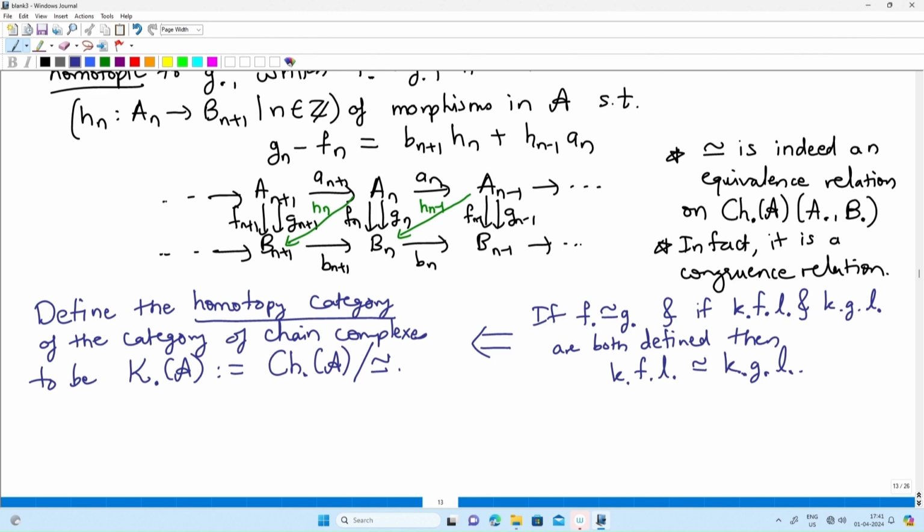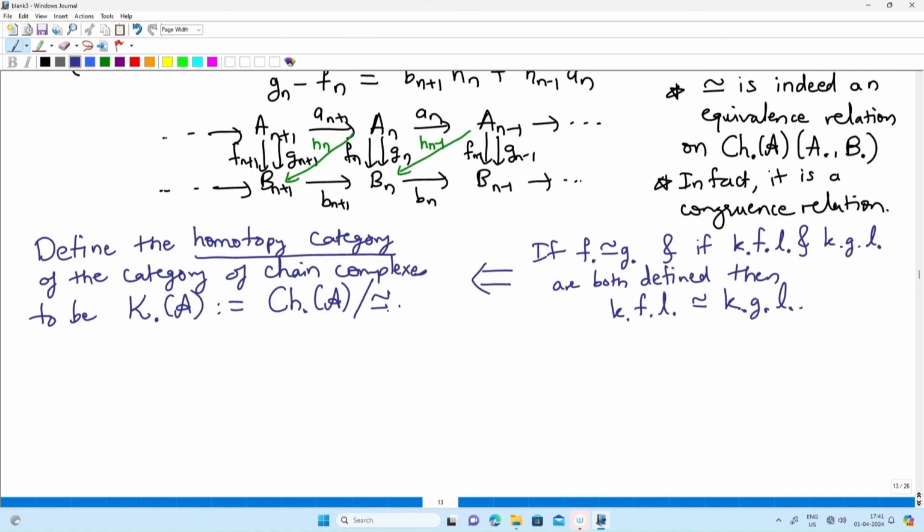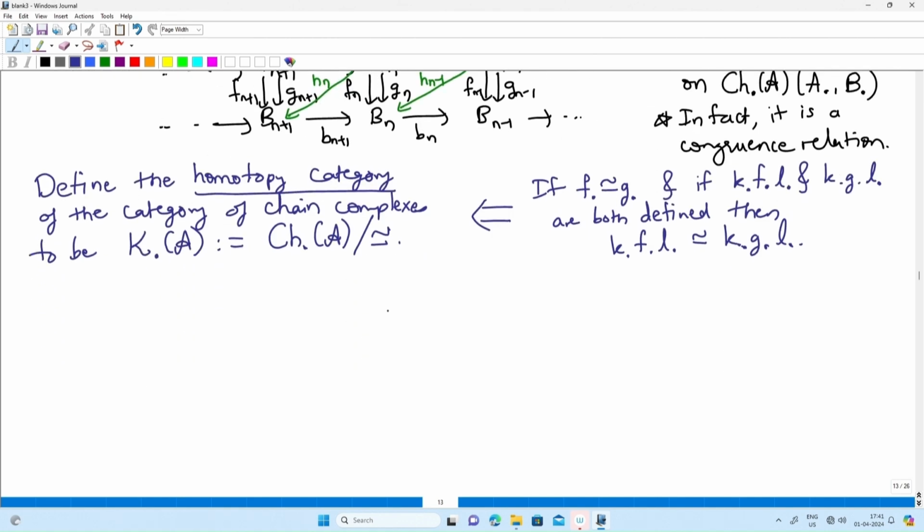If you really want to think about the corresponding version of the homotopy category of the category of topological spaces, then this is just a naive version. This is not the ultimate thing that you really need. The ultimate thing is, in fact, the derived category. I'm going to define it as well. So this is just K dot, CH dot to K dot.